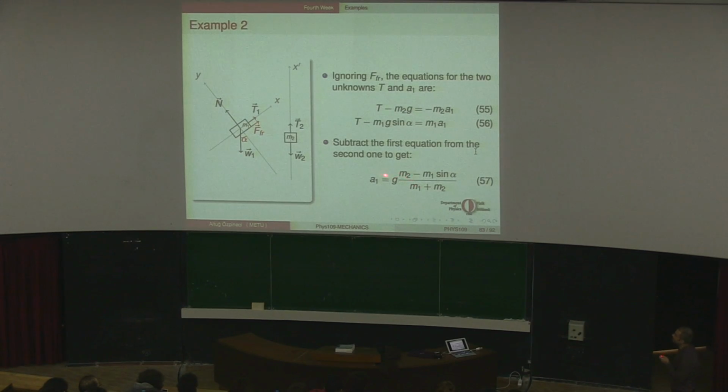If m2 is not that heavy, m2 is less than m1 sine alpha, then this acceleration will be negative. It will be accelerating in the minus x direction. And so the friction force will be, of course, assuming the object is initially at rest, pointing in the positive x direction. So this tells me what the system is trying to do in the absence of friction, and it will allow me to determine the direction of the friction force.